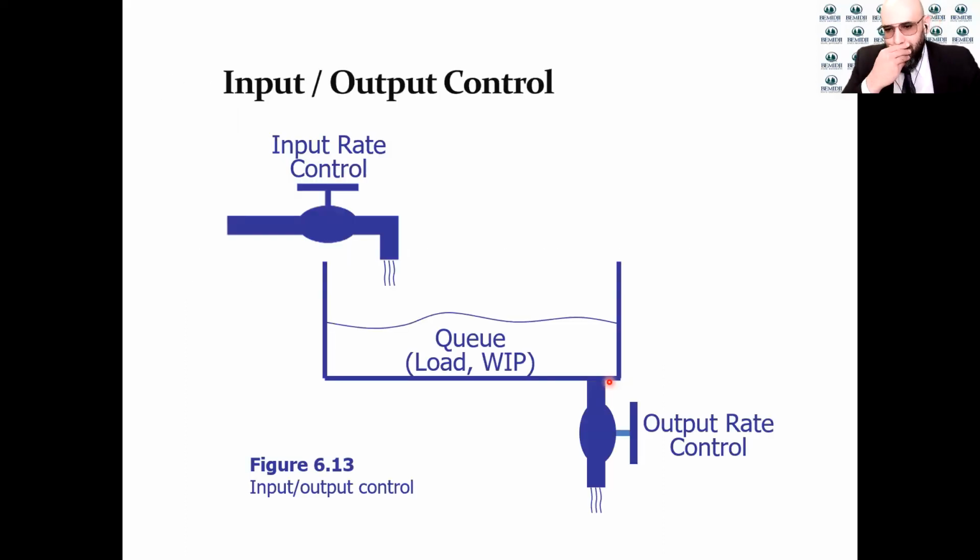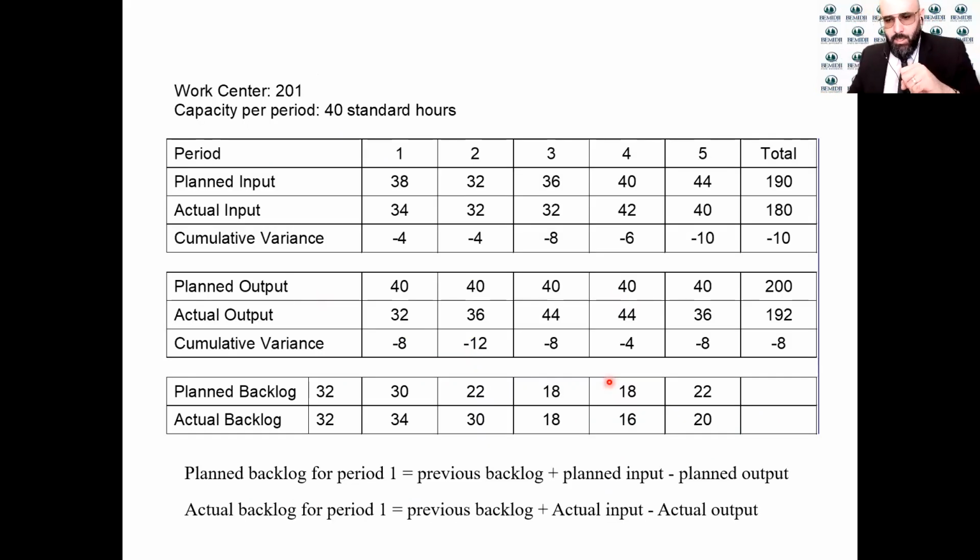So if we imagine that the input would be this way, that's the input rate, and we will have some work in progress and queue and load and wait time, and that's the output rate. So we're comparing the input with the output to ensure that we have a good control plan. So let's take a look into how we could apply this control idea.